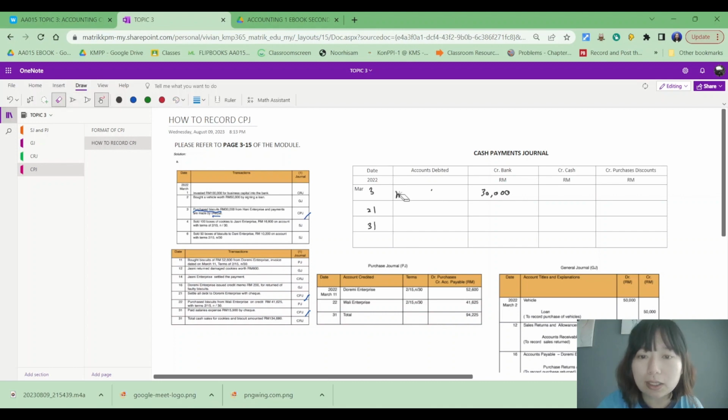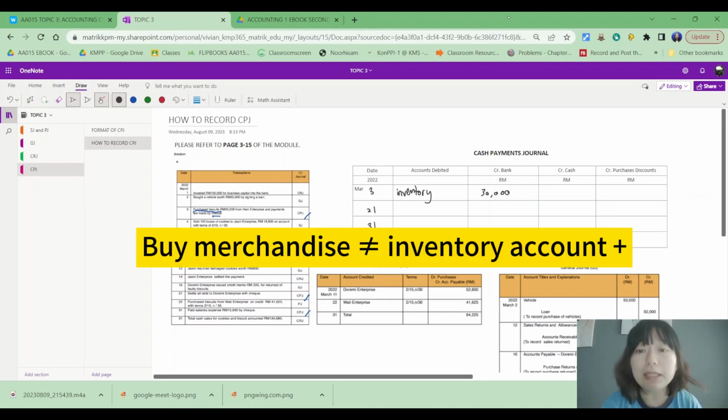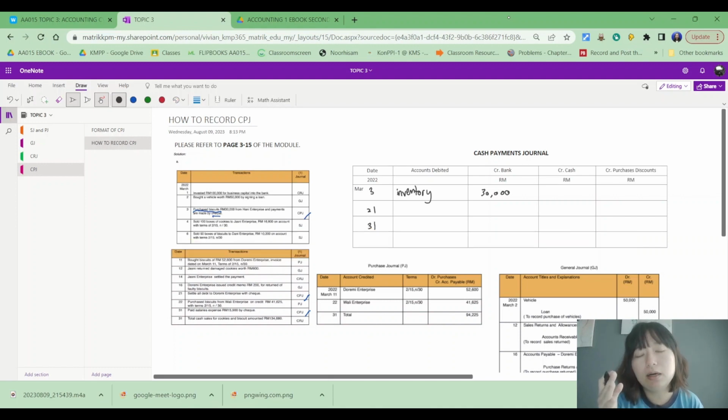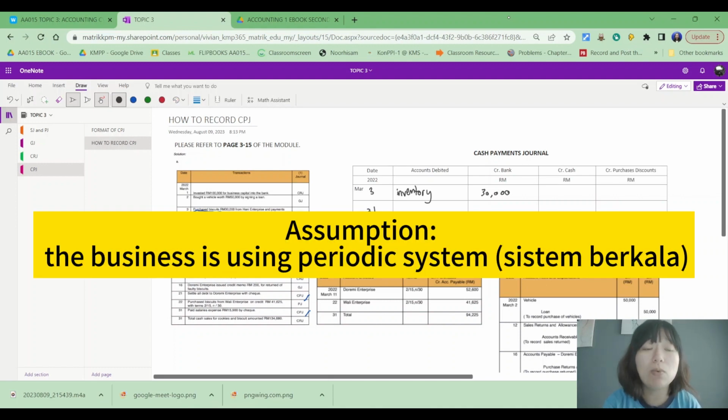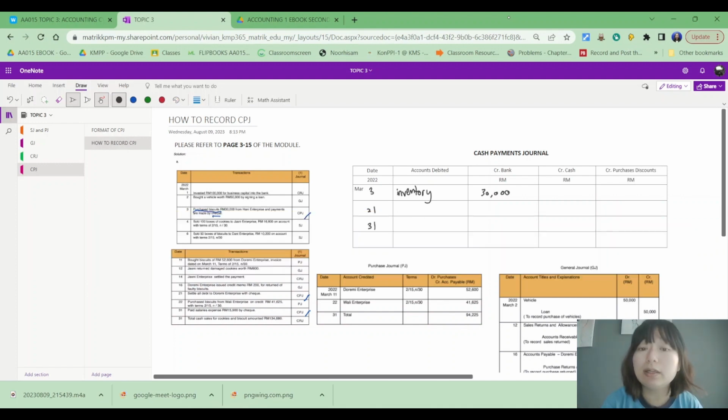So mungkin juga saya pernah nampak pelajar then they will put inventory. Dia akan kata, oh, saya membeli merchandise. So my inventory has been increased. So I want to put inventory here. Okay, yang ni pun tak boleh. Kenapa? Because in this topic, we assume that our business is using sistem berkala. Sistem berkala means that it is periodic system in recording the inventory.